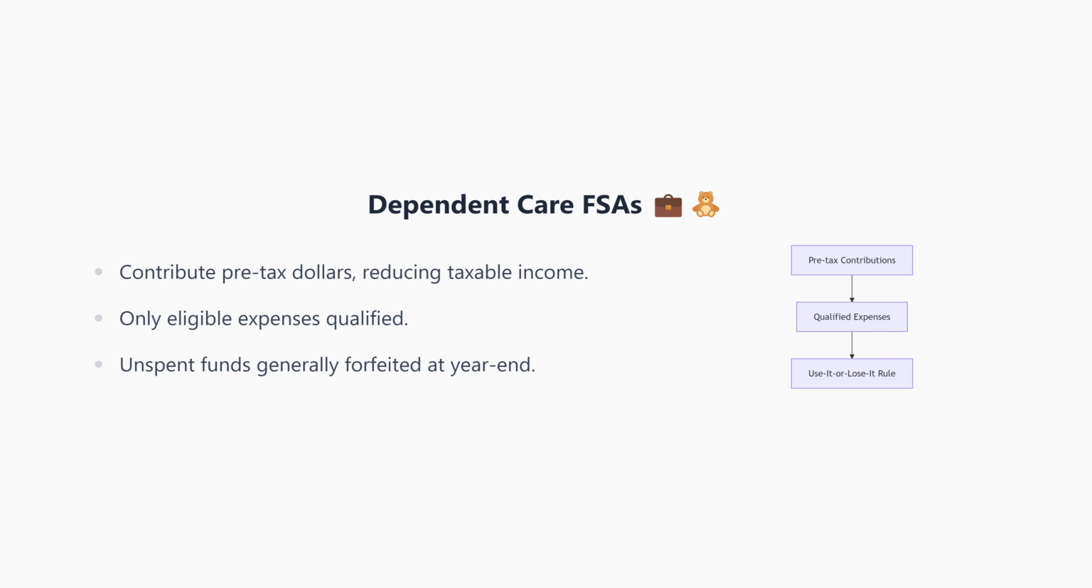Dependent Care FSAs allow you to contribute pre-tax dollars to pay for eligible child care expenses, which in turn reduces your taxable income. However, these accounts are restricted to qualified expenses and often have a use it or lose it rule, which means unspent funds are typically forfeited at the end of the year.